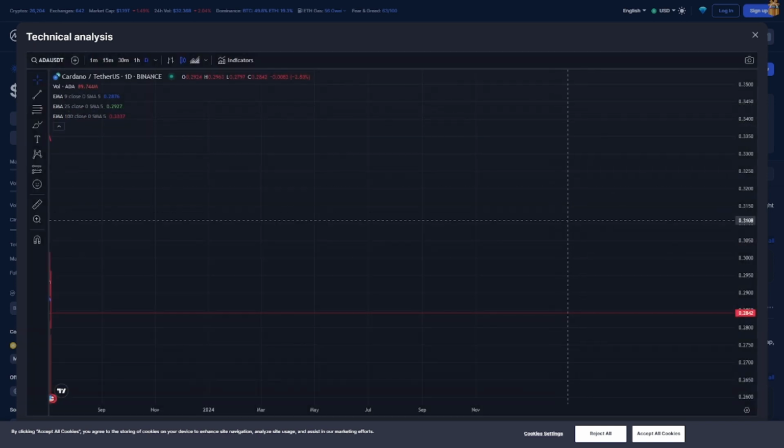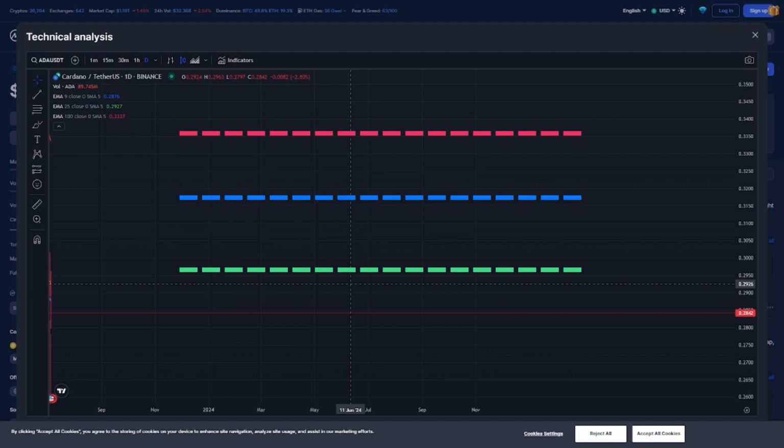Before we begin, I just want to go over how you can read it without looking at the price itself. As we just looked over, we created a blue line, a green line, and a red line, where the red line is the 100 EMA, the green line is the 25 EMA, and the blue is the 9 EMA. So, how can we predict the price using it?